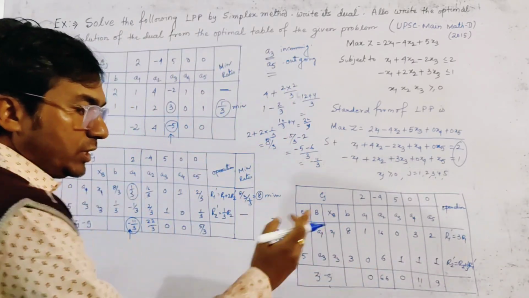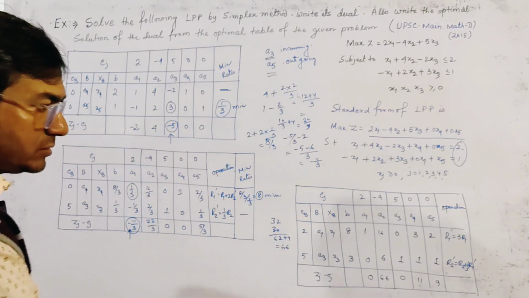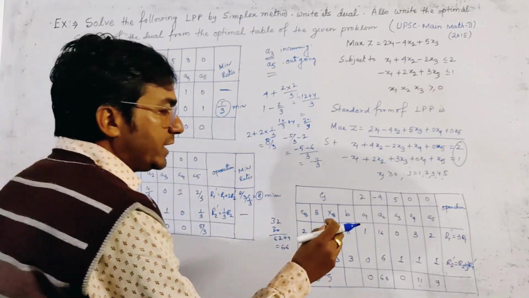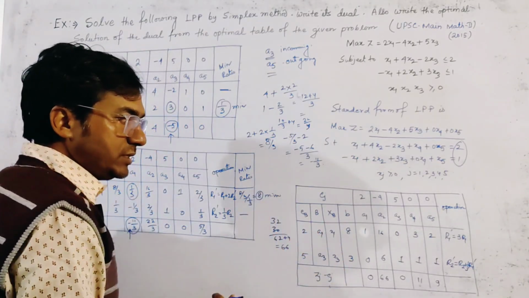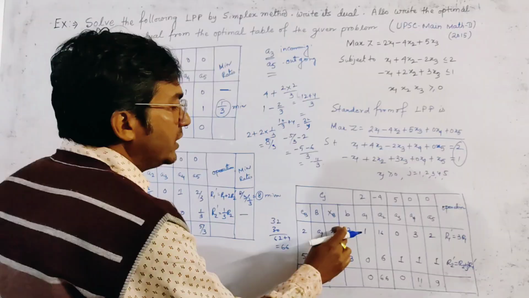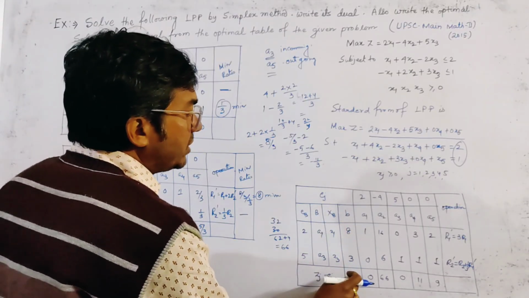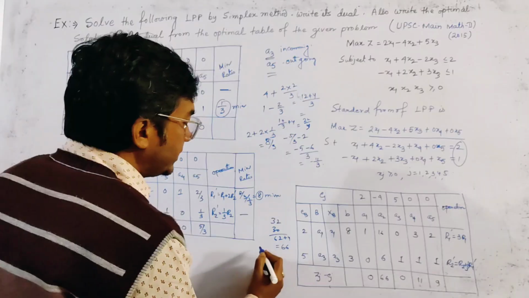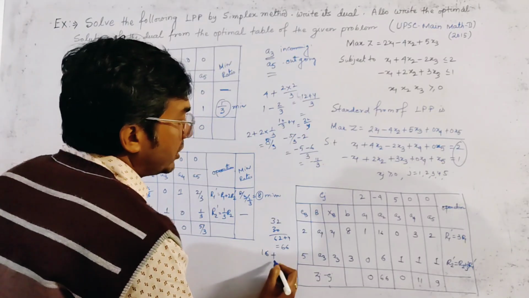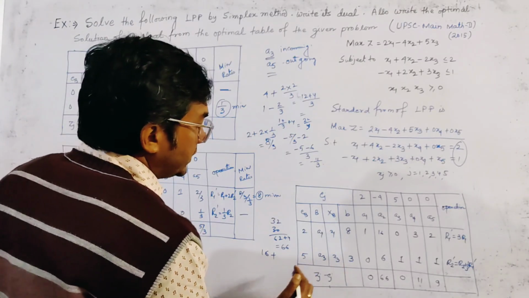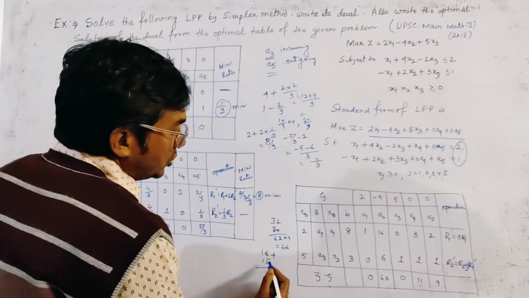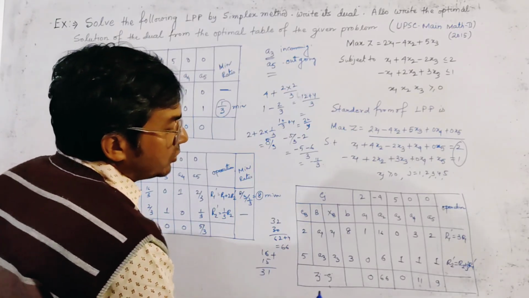Now since all the net evaluations are 0, we reach the optimal stage. And now we fill this cell, and this cell gives the answer as 2 into 8, this is 16 plus 5 into 3, this is 15. So this is given by 31.